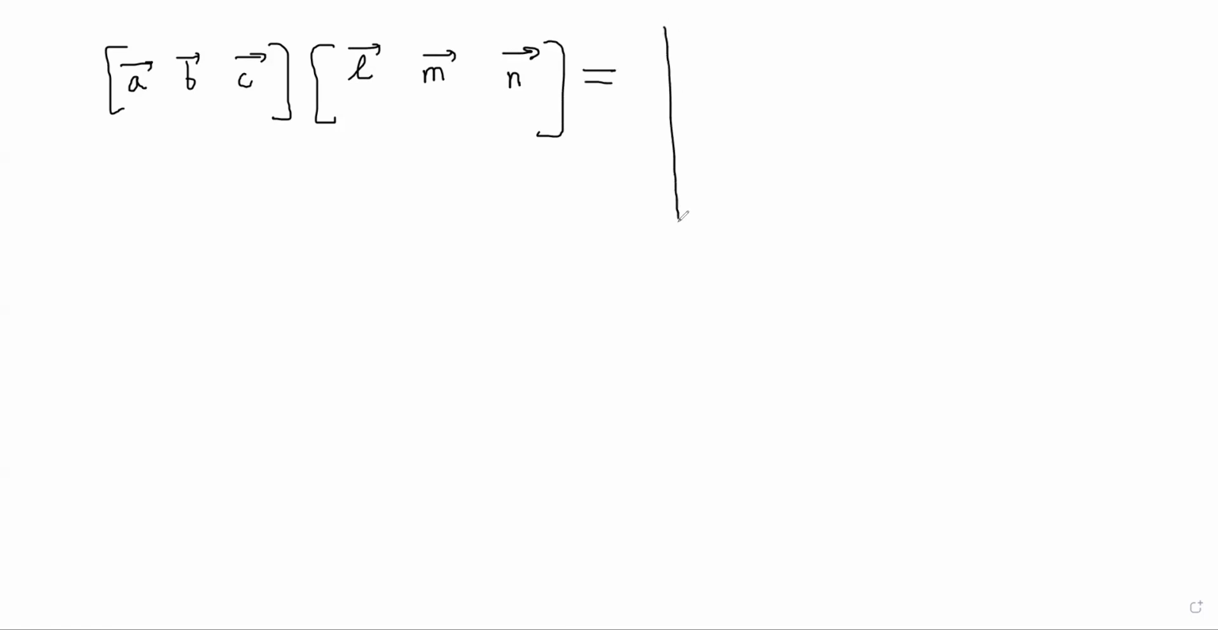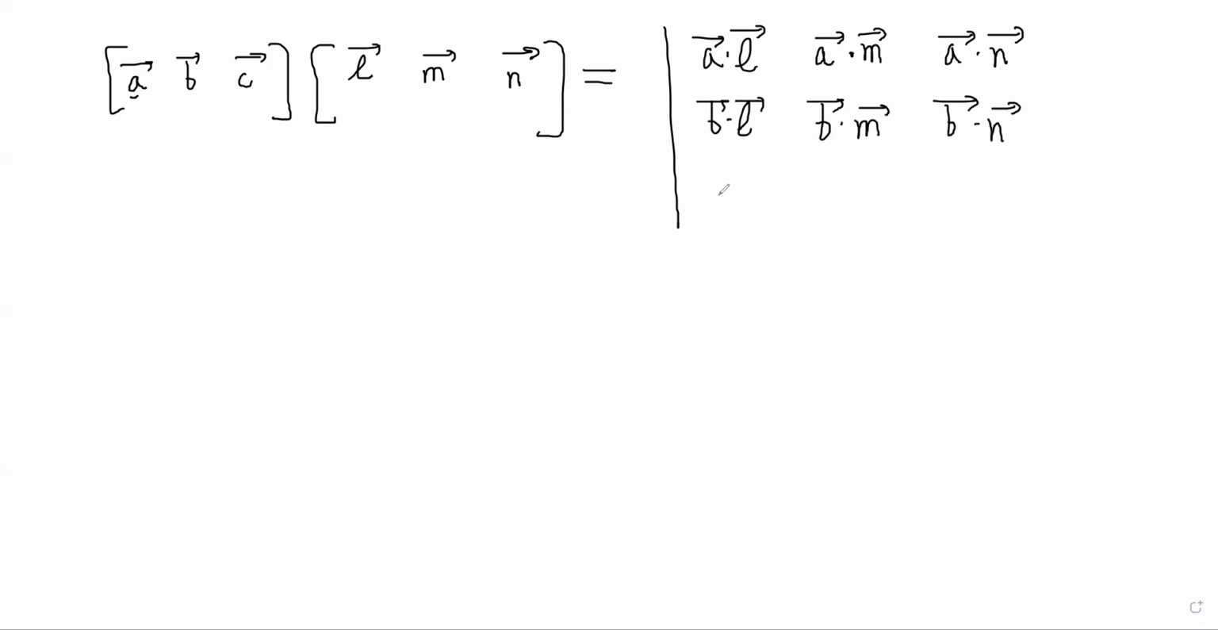If you have the box product of A, B, C with another three vectors L, M, N, you should remember that this will come out to be this determinant: A dot L, A dot M, A dot N. So we are doing A with the first row, and that is the first row of the determinant. Then it would be B dot L, B dot M, B dot N, and finally C dot L, C dot M, and C dot N, right?